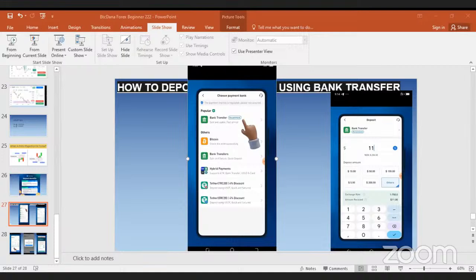Okay, so here you are supposed to enter the amount that you want to deposit into your account. How much are you depositing? You are depositing $15. So just enter $15 here. It's going to give you the equivalent in naira. Once you are done, click on deposit below here, after entering the amount you want to deposit.